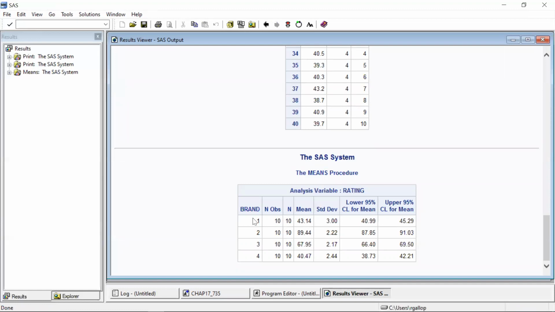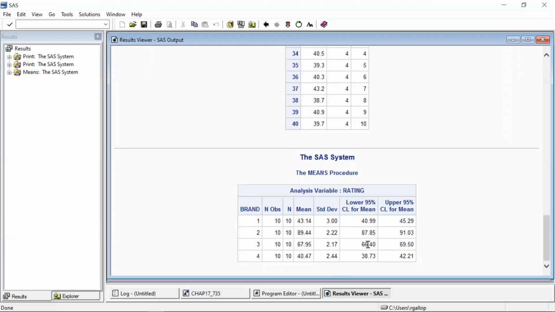this is giving me, like I said, for each level of the brand, the number of observations, right? The n, the number of data points, the number of observations, the number of rows of data where brand is. N is counting the number of non-missing values, which we don't have any missing values in this. But here are the cell means we saw on the graph. The standard deviations and the confidence limits.